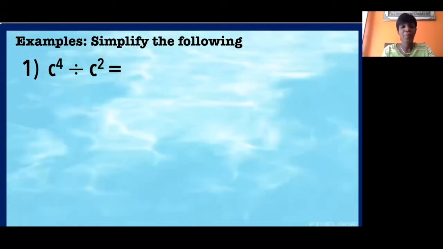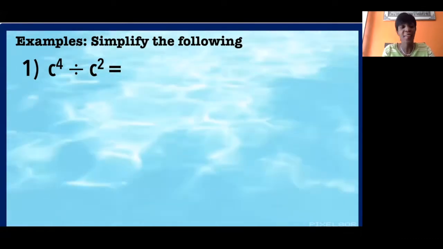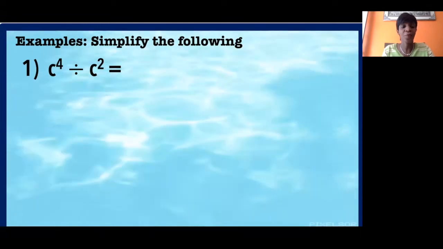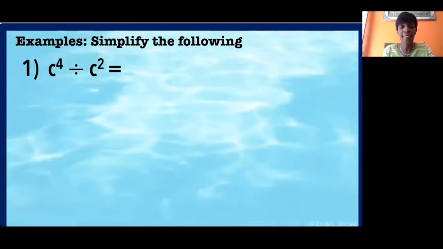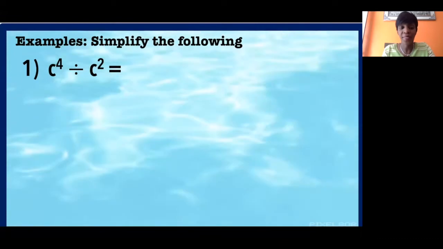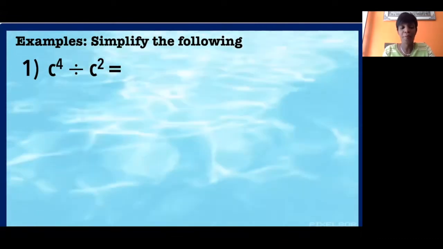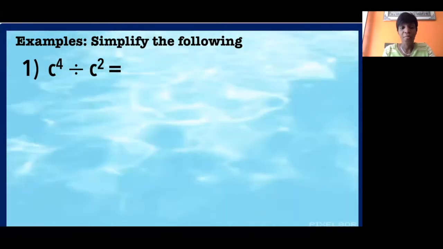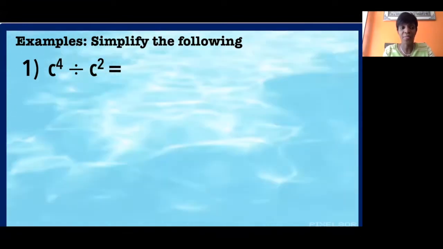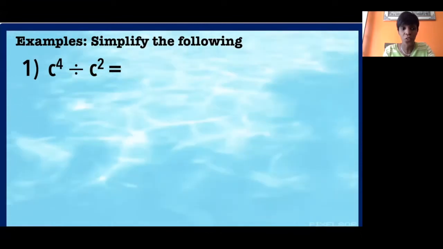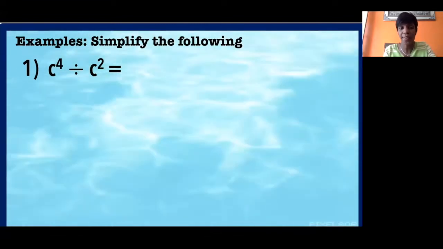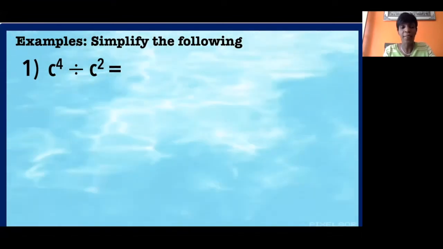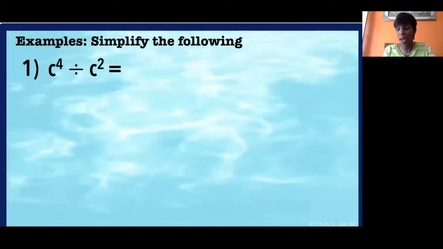Okay, so let me go over the steps while you work. Remember, we set it up as a fraction. So on the top of my fraction, I have C to the 4th power, so I have to write C times C times C times C. On the bottom of my fraction, I'm going to have C times C. And the next step is to cancel out C on the top with C on the bottom. It must be able to cancel out. When you finish canceling out, whatever's left that isn't canceled will be your answer.